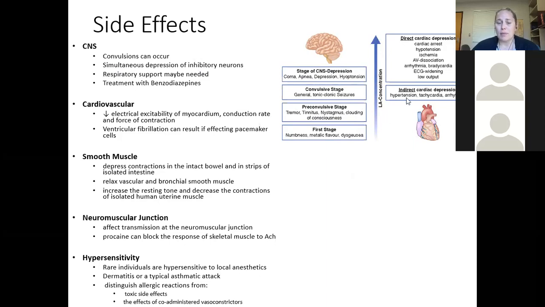And so not surprisingly, if you do disrupt neurotransmission or the pacemaker cells of the heart, that's going to cause arrhythmias. If you have, let's say, a local anesthetic that hits those pacemaker cells, you can have ventricular fibrillation. And obviously that's going to be the spasming of the heart. You don't want that. Again, if you have direct cardiac depression, you can lead to things like cardiac arrest, hypotension, ischemia, and this whole laundry list of extreme circumstances that might happen.